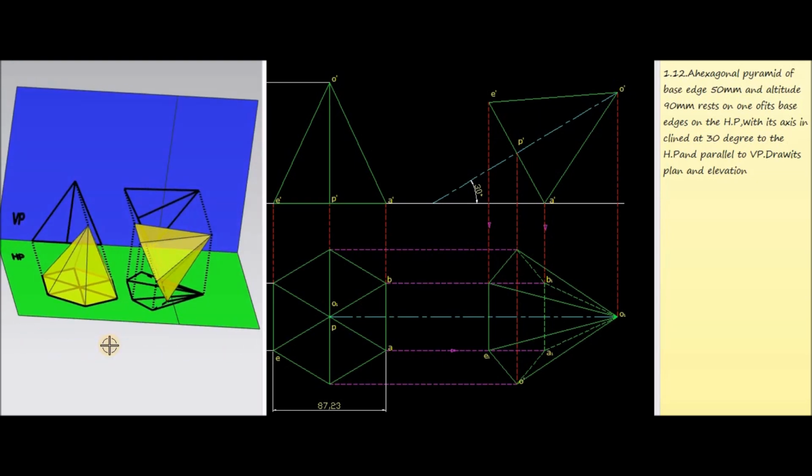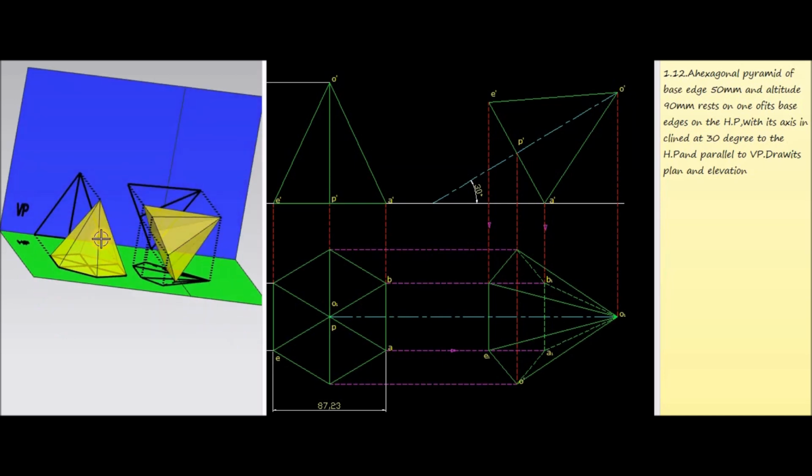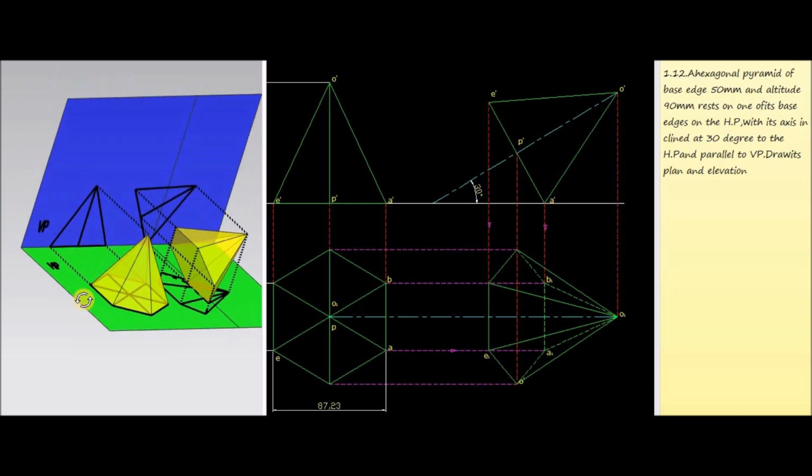For getting the front view, we are going to observe the hexagonal pyramid from the front side. For that, consider all the base corners and project them into the vertical plane. Then project the vertex into the vertical plane. Now join all these points, and this straight line represents the axis of the hexagonal pyramid. Join all the corners, and we will get one triangle in the vertical plane, and this triangle represents the front view.